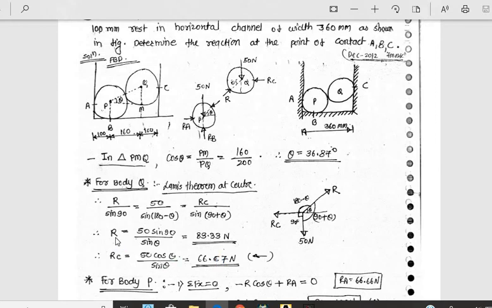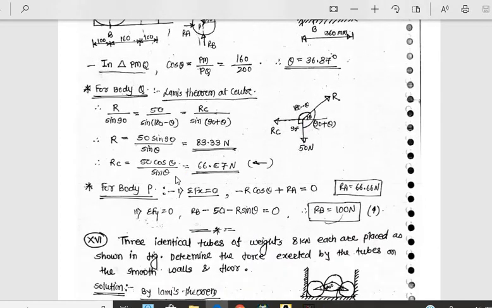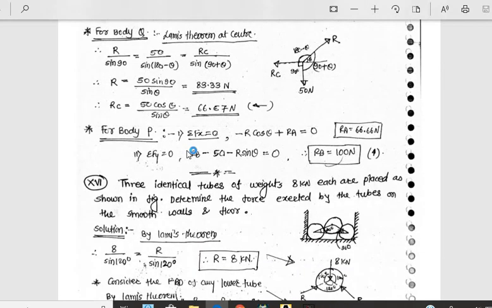So use this common reaction R in the second cylinder P. Okay, similar to the previous one. Now here there are four forces. Use resolution, summation Fx is 0: minus R cos theta plus R is equal to 0. R is equal to 66.6. Fy is 0: R is equal to 1000 Newton. Okay, so this way you have to solve the problem.